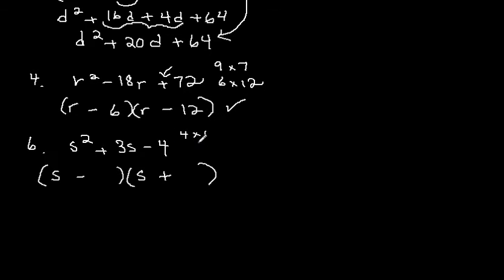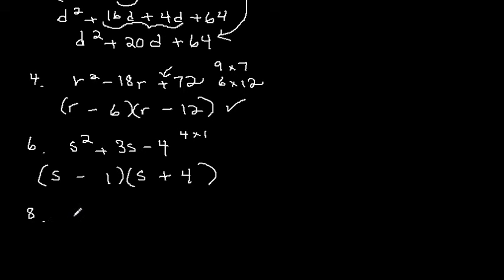So we need 4 and 1, and we want the bigger one to win, so we're going to put the bigger number here, the smaller number here. So look, our outer is 4s, our inner is minus s, and that gives us positive 3s. So you have to decide where to put your factors here, because you have a negative and a positive, so when you add them together they have to give you this middle one. So the bigger one has to be the positive one. Let's just do another one.